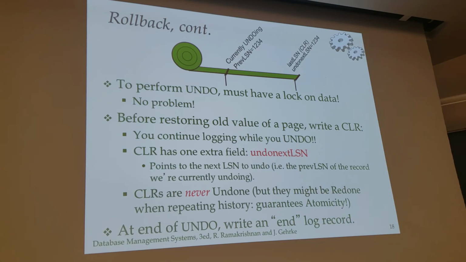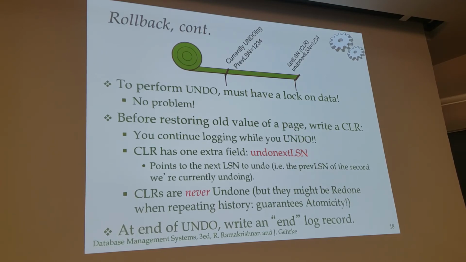And now, and this is the most cockamamie part of this thing, as I've told you, before you restore the old value, you will write a compensation log record. You know what a compensation log record is? It's something that says, I'm undoing this. You write a record that says, I am undoing this. So you continue doing logging while you undo, and you write a compensation record before you go ahead and do the undo.